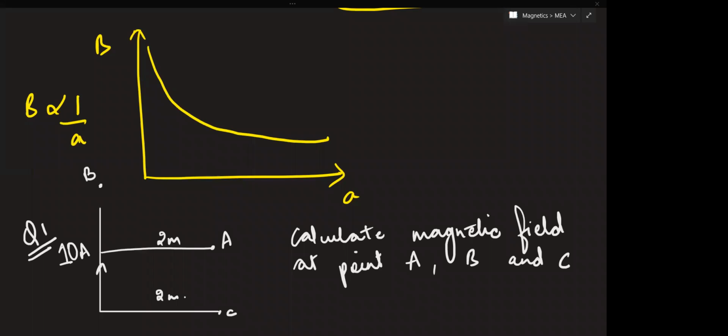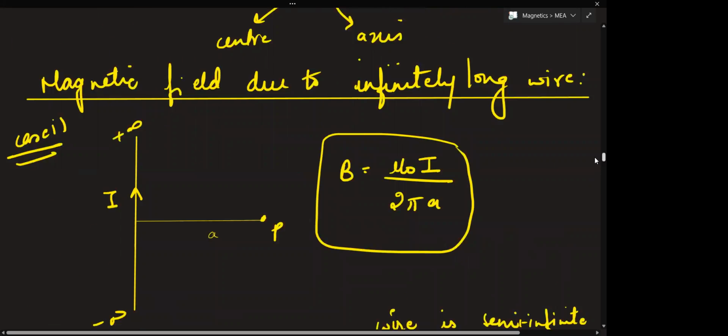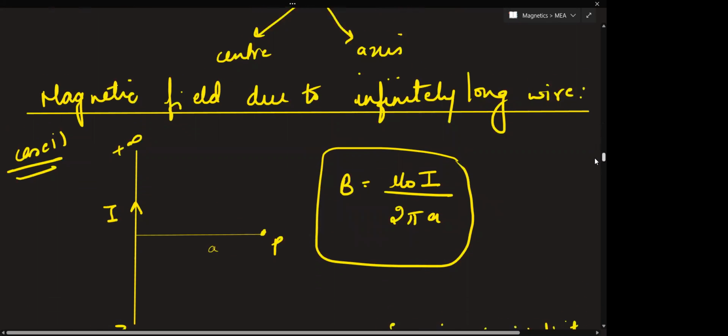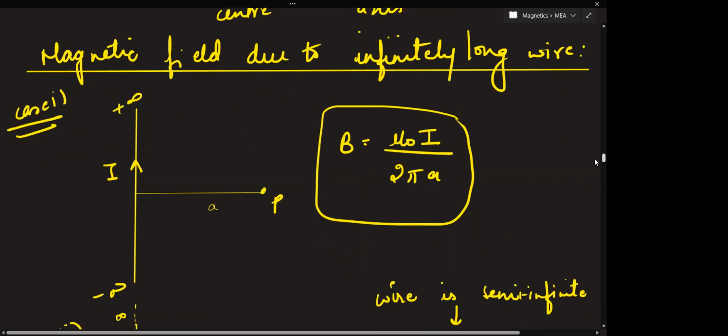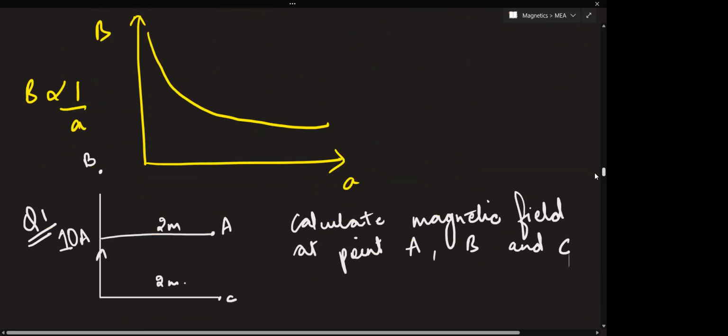Here, A point is a normal point, like the case that you have studied for an infinitely long wire. So that will be for an infinitely long wire. C point will act for a finite wire, a semi-infinite wire. And B point is on the axis of this. Now tell me the magnetic field at A, B and C points.